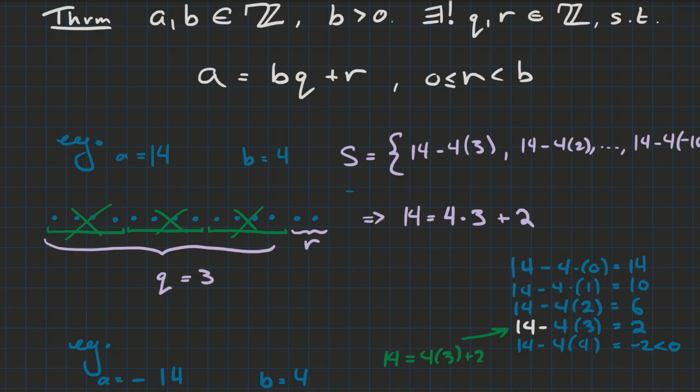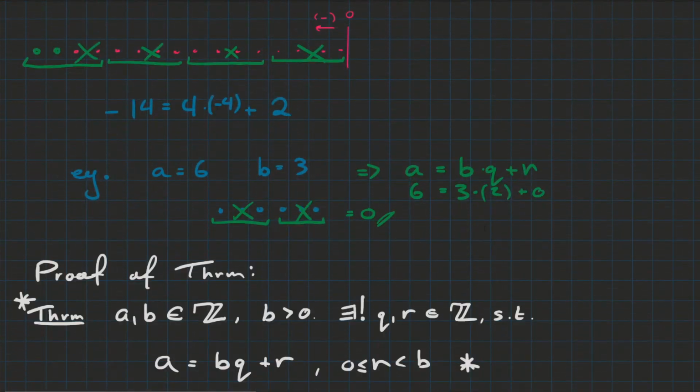To be clear, we also have 14 minus 4 times negative 10. Oop, can't see that, can you? I'll put it on the next line. We have 14 minus 4 times, sorry, not 10, negative 10, because we could keep going up this list. Anyways, that's the set there.